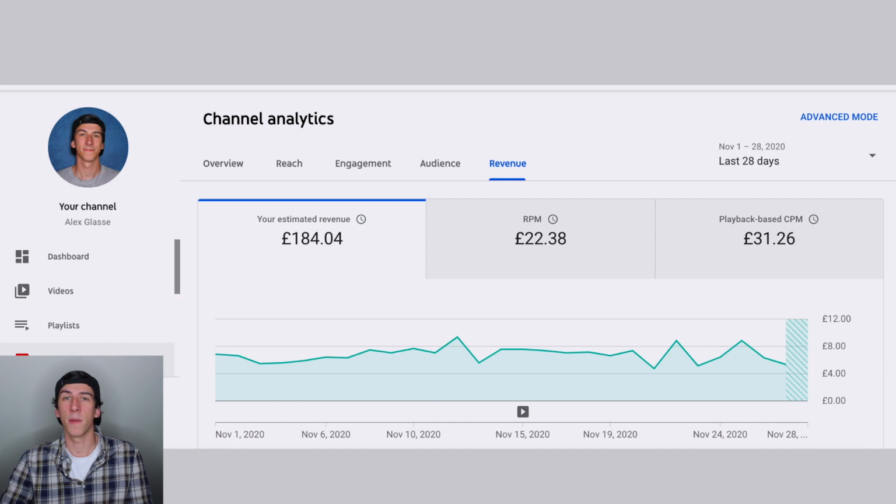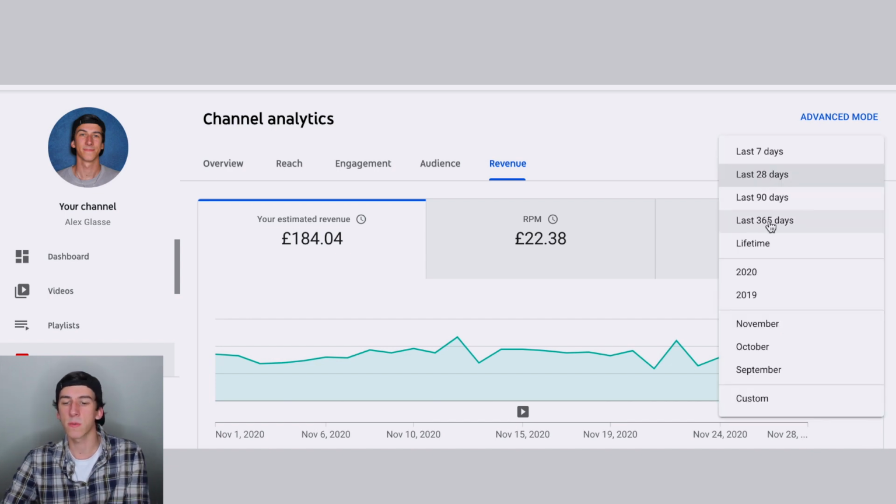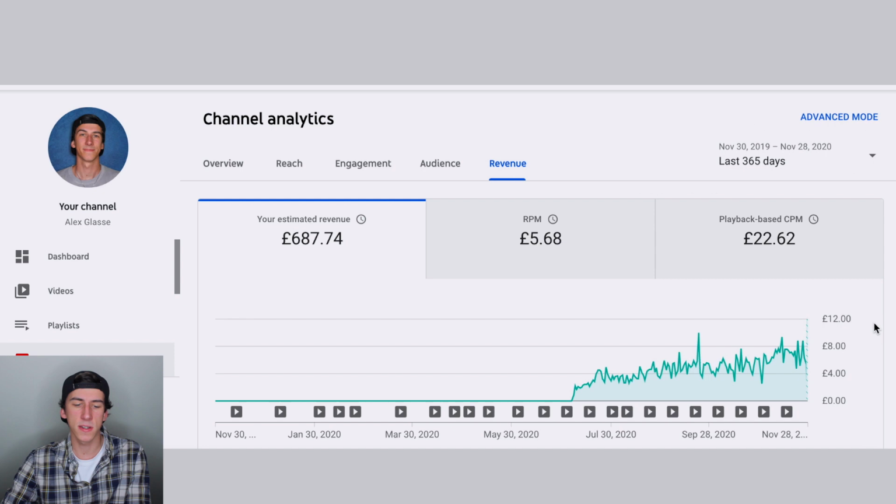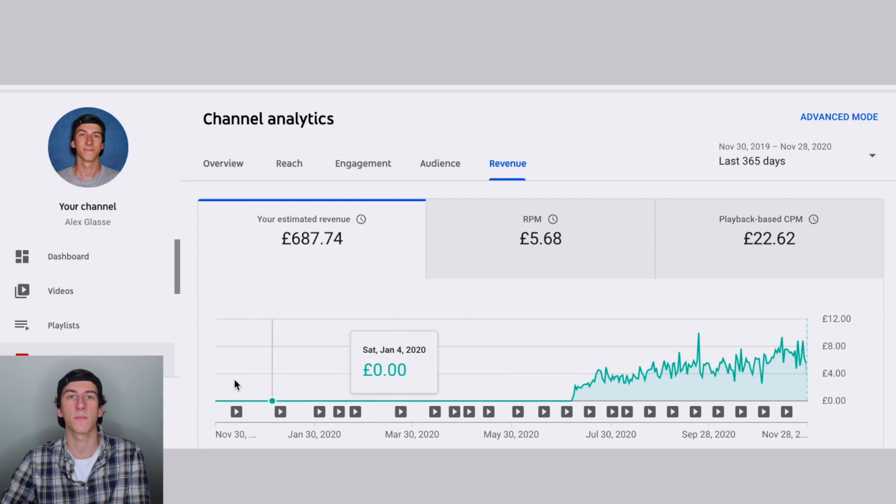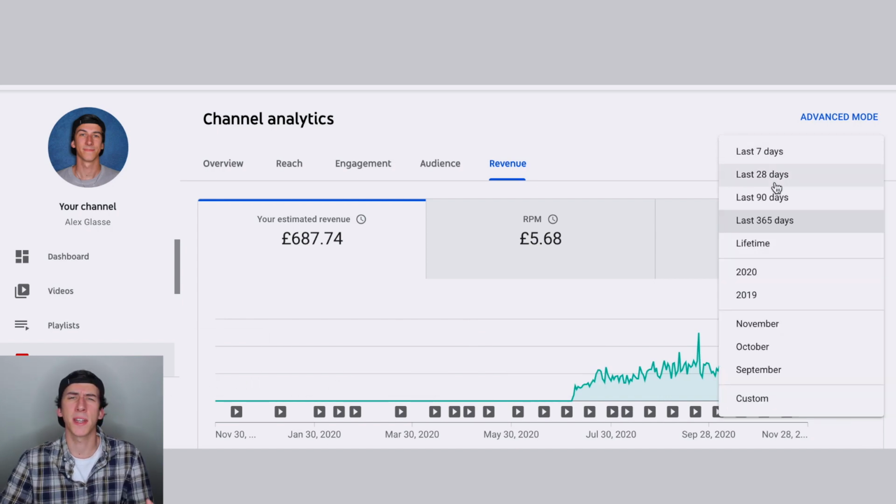So if we look at my RPM over the last 28 days, the average is £22.38. That basically means on average over the last month, the channel's made £22.38 per every 1,000 views. And if we just quickly switch back to the 365-day period, you can see that that RPM figure is a lot smaller because it's taking into account all those days where the channel was earning nothing. So that's bringing the average down. So back to the 28-day period.